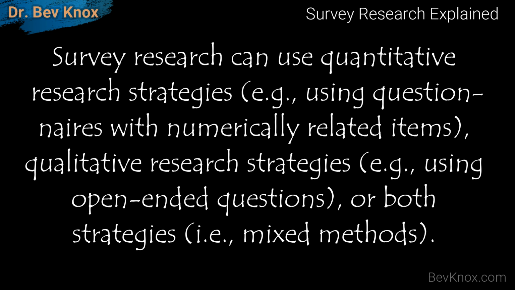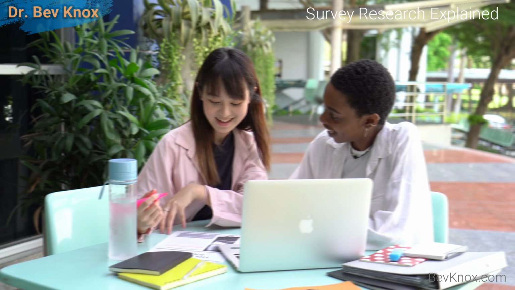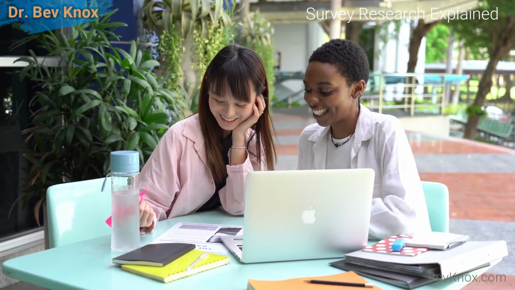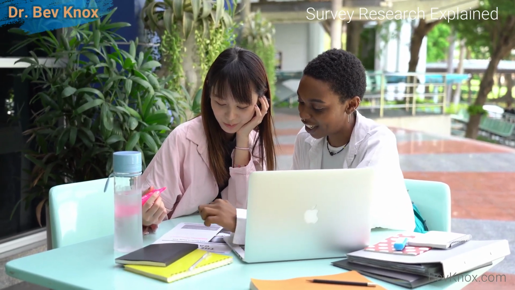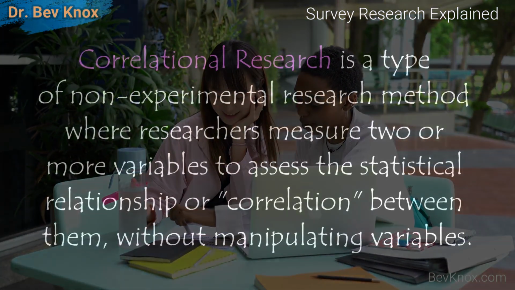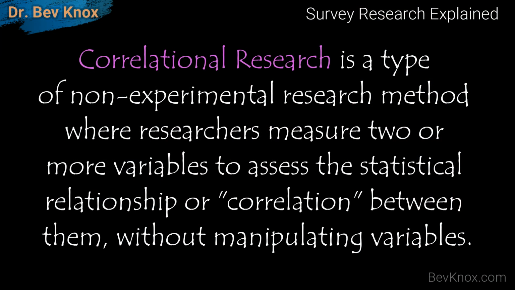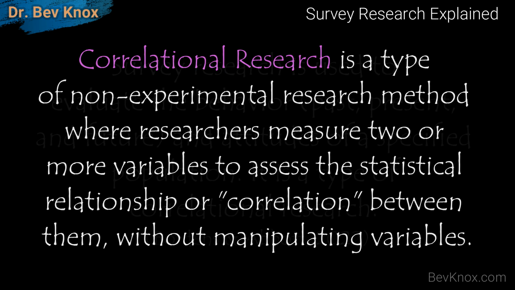Qualitative research strategies, for example, using open-ended questions, or both strategies, which is called mixed methods. As it is often used to describe and explore human behavior, surveys are therefore frequently used in social and psychological research. Just a reminder, correlational research is a type of non-experimental research method where researchers measure two or more variables to assess the statistical relationship or correlation between them without actively manipulating any variables.